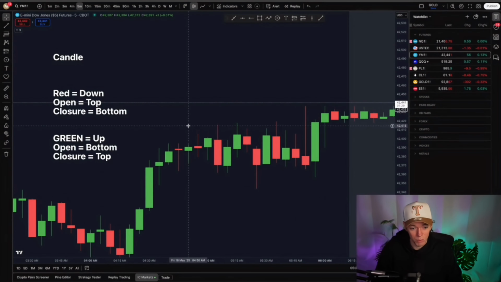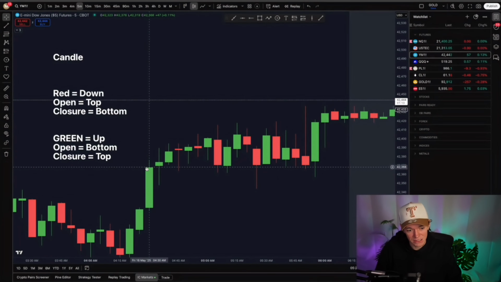So green is usually up, red is usually down. But if we look here, we know that every closed candle, so closed means that it's finished moving, it's finished its lifespan, it's on to the next candle. Every green closed candle, the closure is the top, the open is the bottom, right? Because, for example, this candle closed here, opened here, and traveled up, and then ended up closing here.